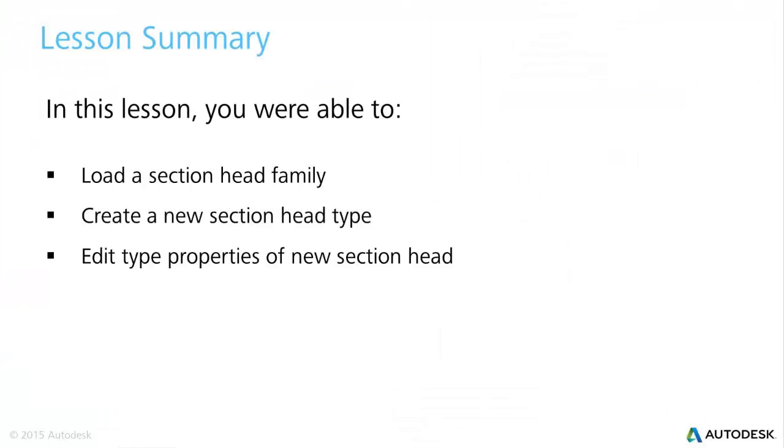Let's review the learning objectives for video 2. In this lesson, you were able to load a section head family from the Revit library. Next, we created a new section head type, gave it a name, and then we referenced that section head type into the section line style and modified its type properties. And then you saw it update in the project file.